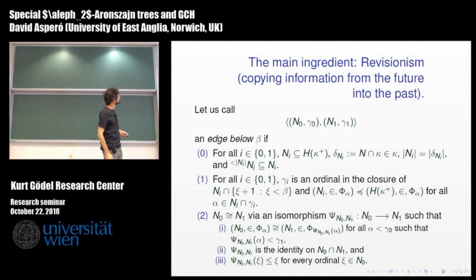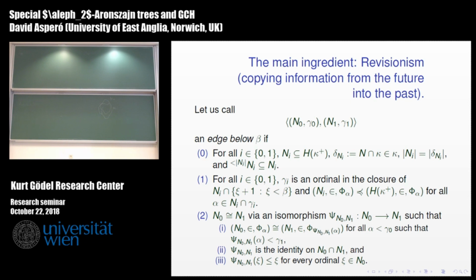And all I'm saying is that the isomorphism has to respect things that are sent, as I said, so an alpha less than gamma 0 that happens to be sent to something below gamma 1, then I have this agreement. Okay.